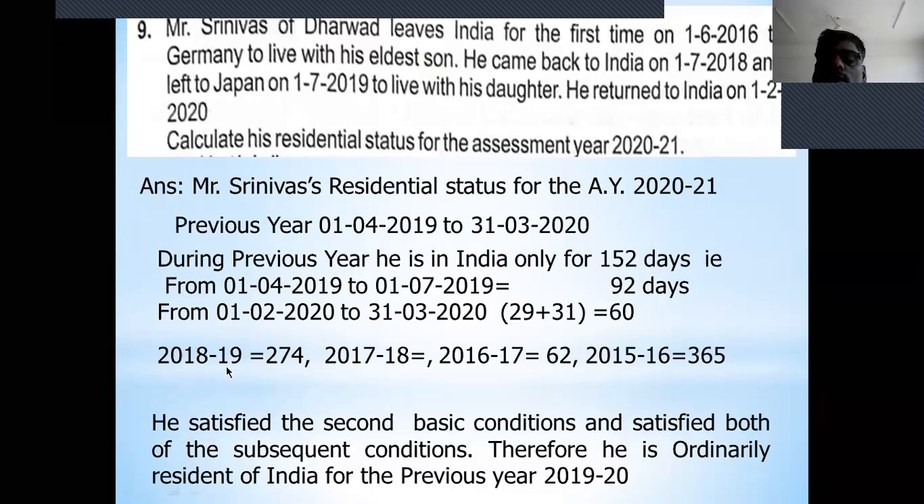You note down the years as already explained in the previous problem and count the days. You will get it clear. This is a complicated one, and you consider the year from 1st April to 31st March, not from January to December.